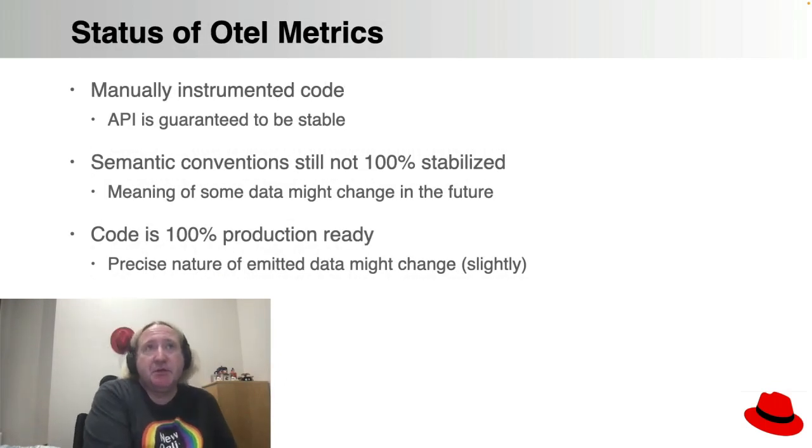Where are we with metrics? Metrics for manually instrumented code are stable. The wireframe format is stable. We are 100% production ready on the code. The one thing which we still might have a slight bit of variation on, and as soon as the next release drops, that won't change, is the exact nature or meaning of the data that's being collected from Otel metrics. But if you are ready to start deploying OpenTelemetry, I would not hold back at this point on taking the Otel metrics as well.